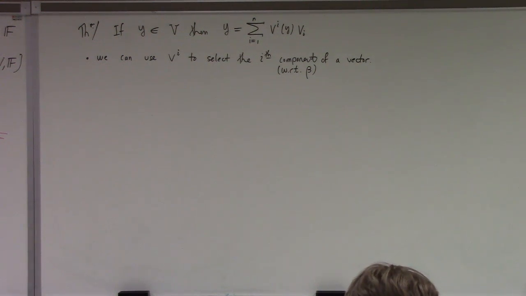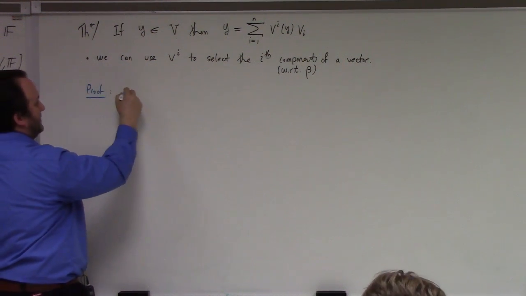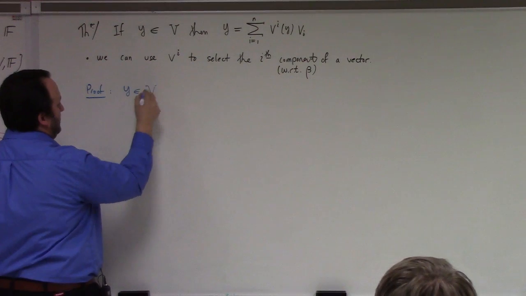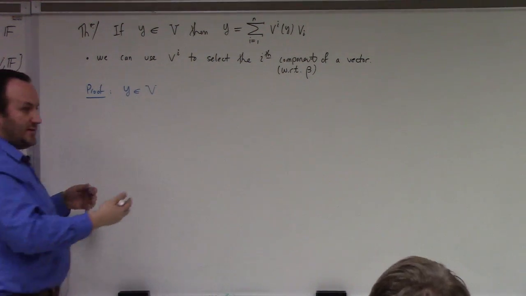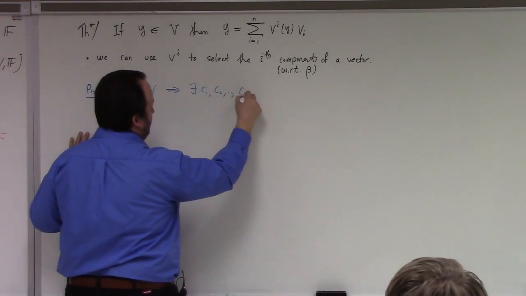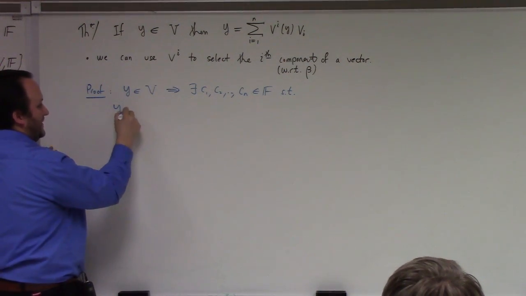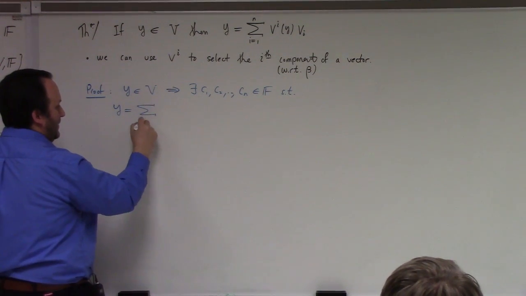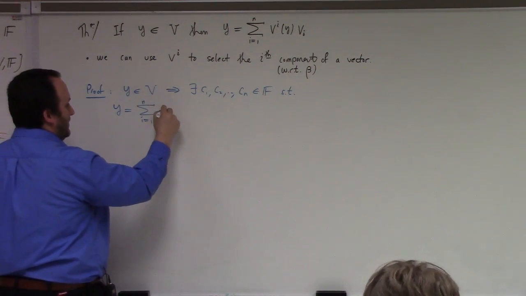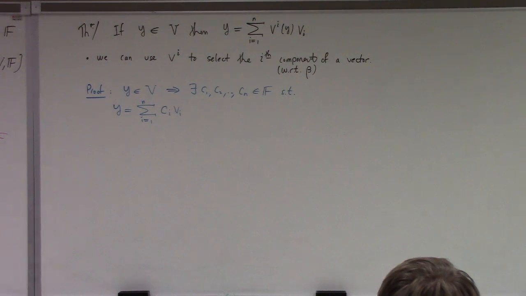Let me prove that theorem for you. It doesn't take long. All right, so if beta is a basis and we pick y in V, what does that mean? There exist constants C1, C2, ..., Cn in the field such that y is equal to the sum i equals 1 to n of Ci Vi, because we're assuming we have a basis beta with v1 through vn.